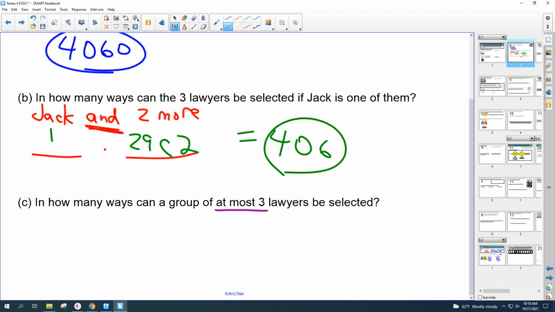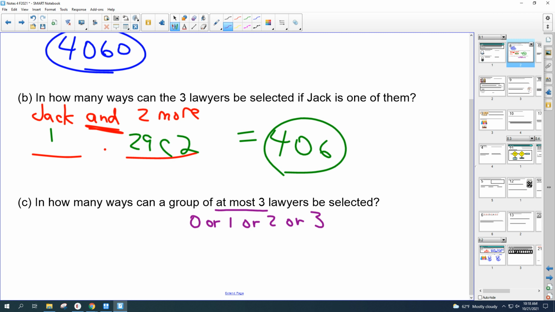Very good. I'm glad that I heard the word or. I heard you say 1, 2, or 3. But you missed one possibility. 1, 2, or 3. What's another possibility? 0. So if I'm going to be hyper literal on this, what they mean is 0 or 1 or 2 or 3 lawyers. When they say at most 3, they mean 0 or 1 or 2 or 3.